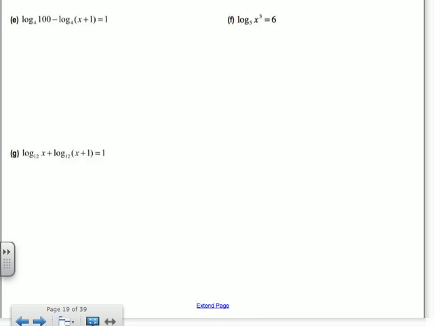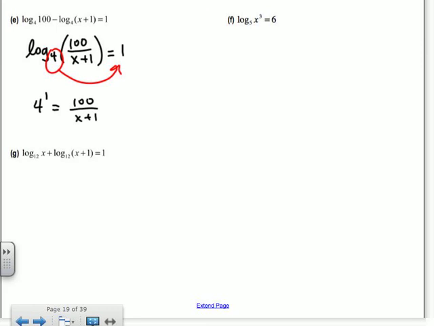Okay. Next one, when you guys see two separate logarithms, what do you do to start it out? Combine with what operation? Division, because they are subtracted. Then you switch to exponential, so 4 raised to the 1 equals what's left. So 4 to the 1 equals 100 over x plus 1. So 100 divided by something equals 4. So that something has to be 25. Kind of skipping some steps here. So x plus 1 equals 25. So x equals 24.